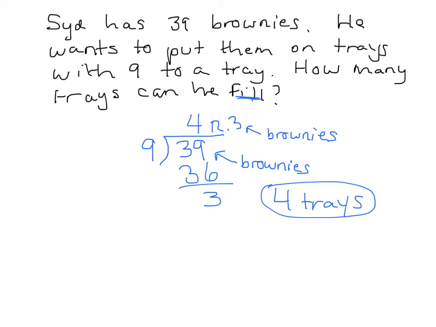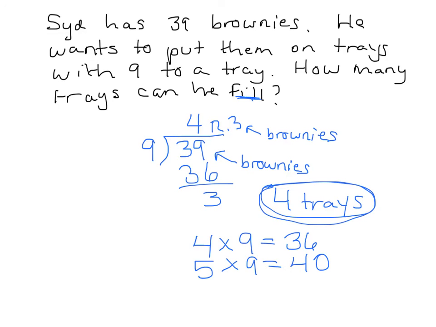Now let's look back here. So there's 4 trays, 9 to a tray, and that's 36 brownies. Let's say I thought it was 5 trays with 9 to a tray, and that's 40 brownies, but Sid doesn't have 40 brownies. Sid has 39 brownies, so it's going to need to be 4 trays.